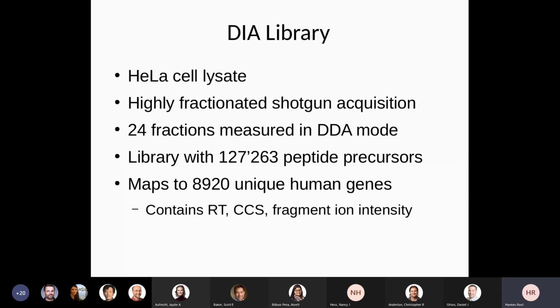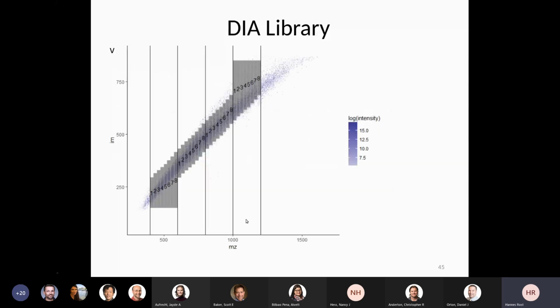So the first thing that we needed to do was to create a SWATH-MS or DIA library. So we used HeLa cell lysate, fractionated it into 24 fractions, which we measured in shotgun mode. And we acquired 130,000 peptide precursors, mapping to about 9,000 unique human Swiss-Prot proteins or human genes. And so the library contains retention time, collisional cross-section, and fragment ion intensity for each of these 130,000 peptide precursors.